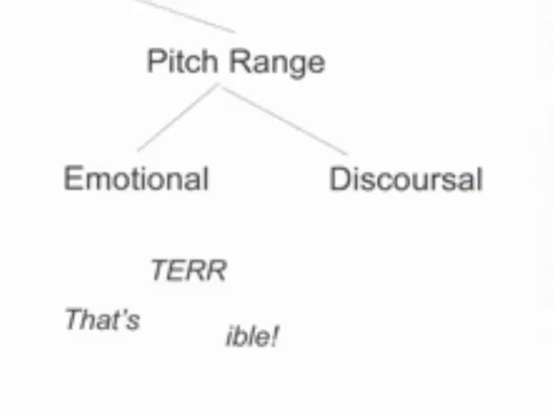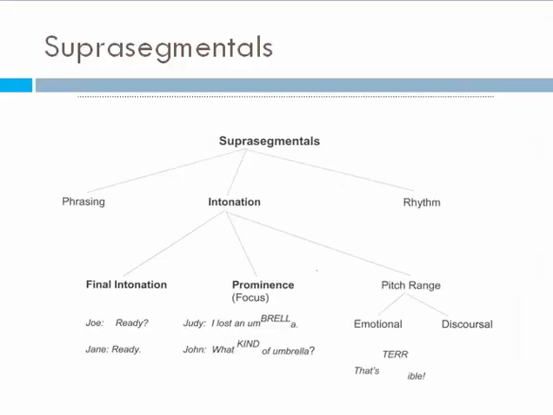And then we have pitch range, which can be emotional or discoursal. An example of emotional pitch range would be, that's terrible. And an example of discoursal pitch range would be, for example, when I'm talking to my daughter and I'm scolding her about something she did, she goes like, anyway, I was thinking we could watch a movie tonight. So she's using discoursal pitch range to change the direction of the conversation.